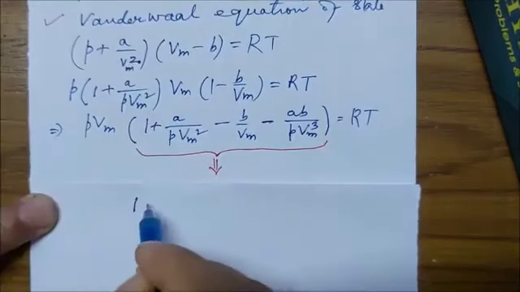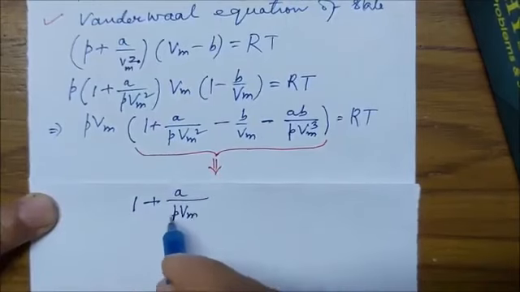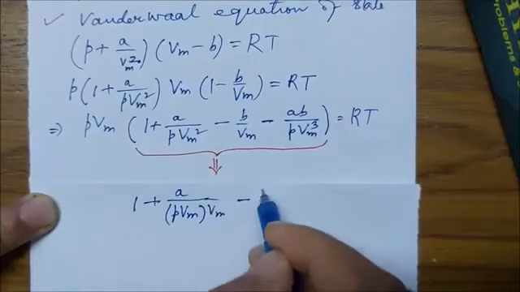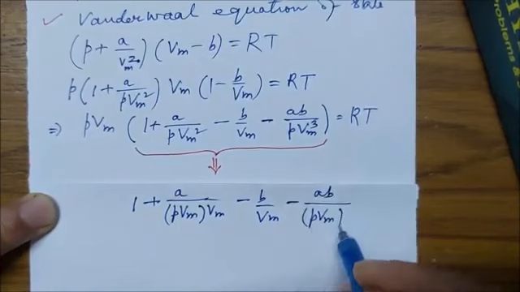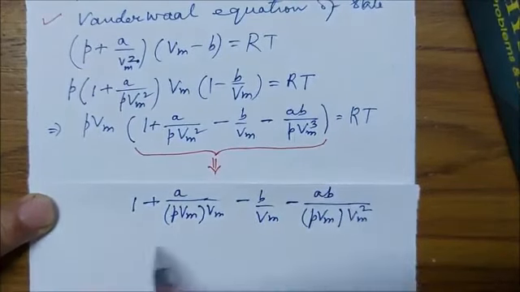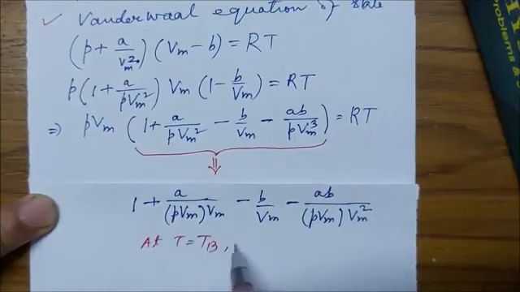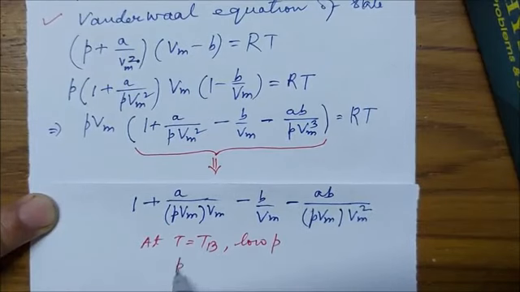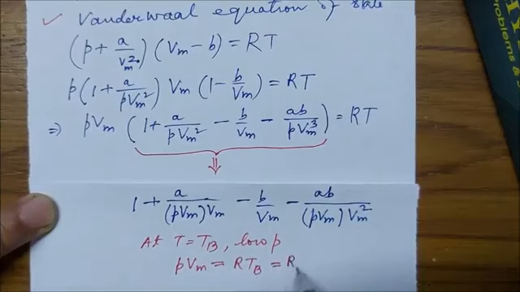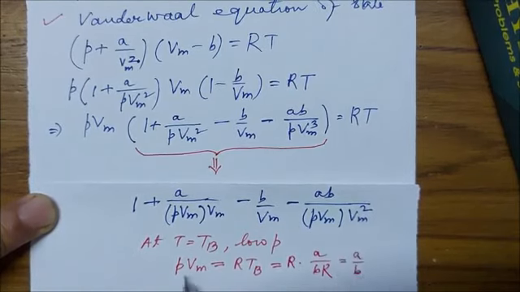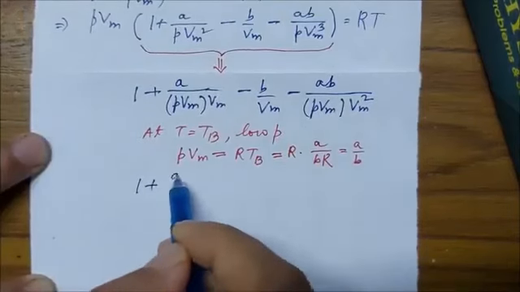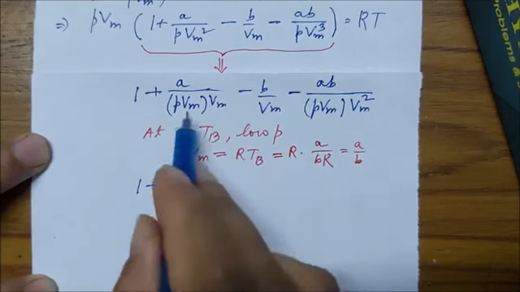We can write it as, now at Boyle temperature, at low P, real gas behaves ideally, and therefore PVM can be written as RTB, and putting the value of TB, so it is simply A by B. So instead of PVM, we can substitute A by B in this expression. And this is what we get.